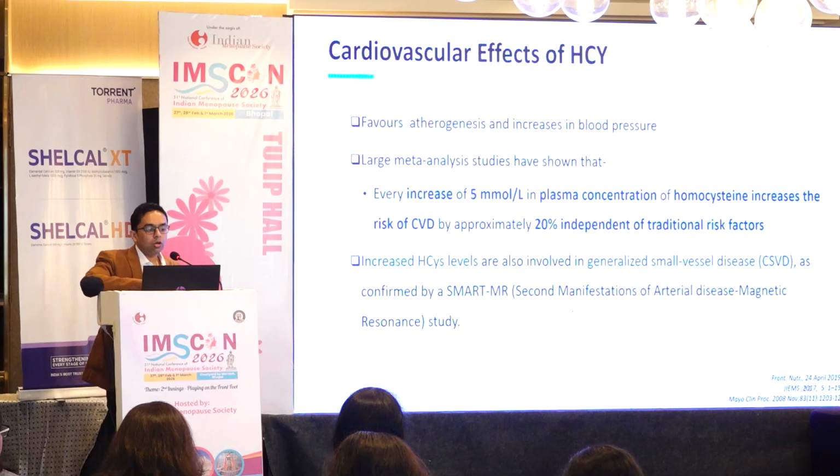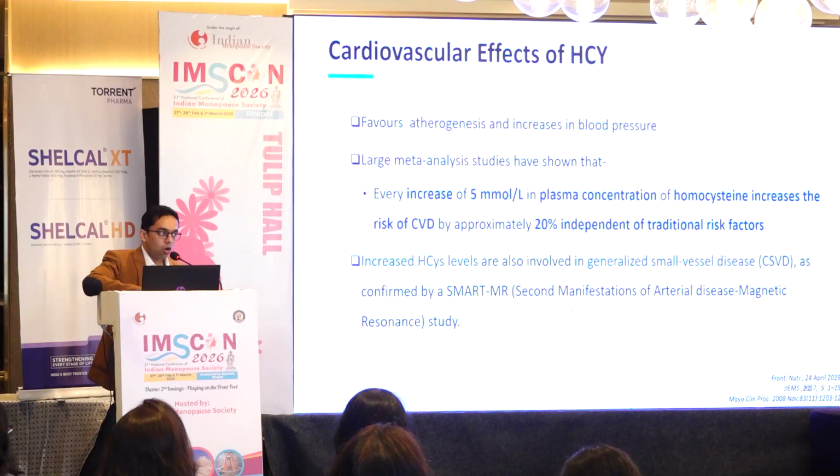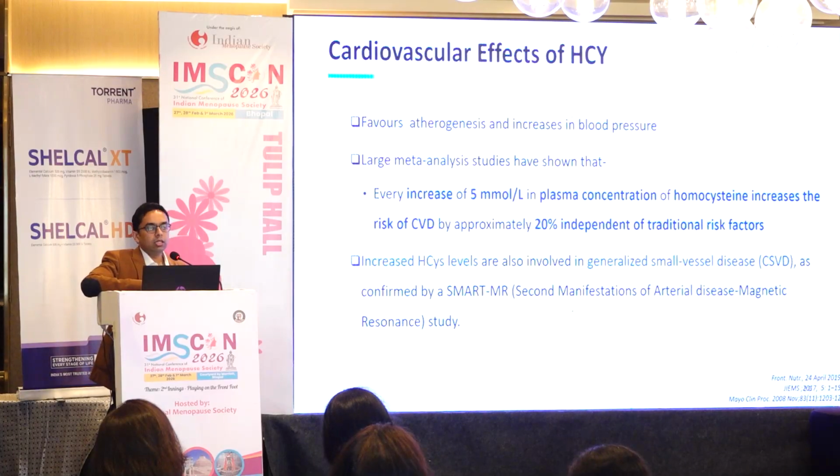And we have already talked about the cardiovascular effect. There is increased risk of atherogenesis, the atherogenic profile increases, the prothrombotic risk factors increase, and even an increase of 5 millimole per liter of this homocysteine increases the risk by 20%, added on to the traditional risk factors, all those: obesity, dyslipidemia, hypertension. Beyond that, the risk increases with this also.